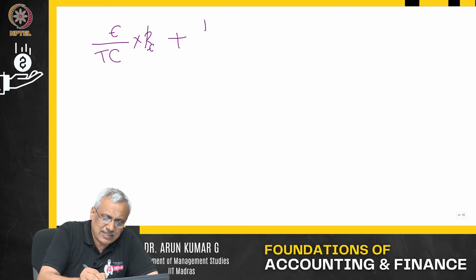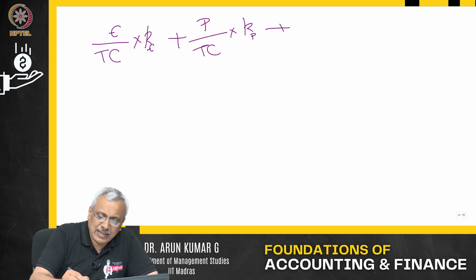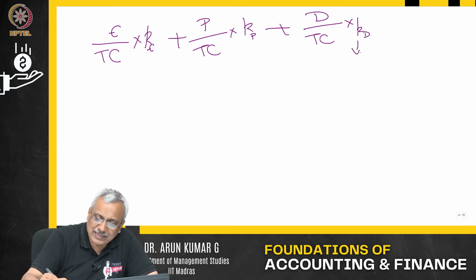What is the percentage of preference share to my total capital? What is the cost of my preference share? What is the percentage of debt to my total capital? What is the cost of debt? In this particular case, I say after tax cost of debt. What is this after tax cost of debt? We will come to that in a minute from now.